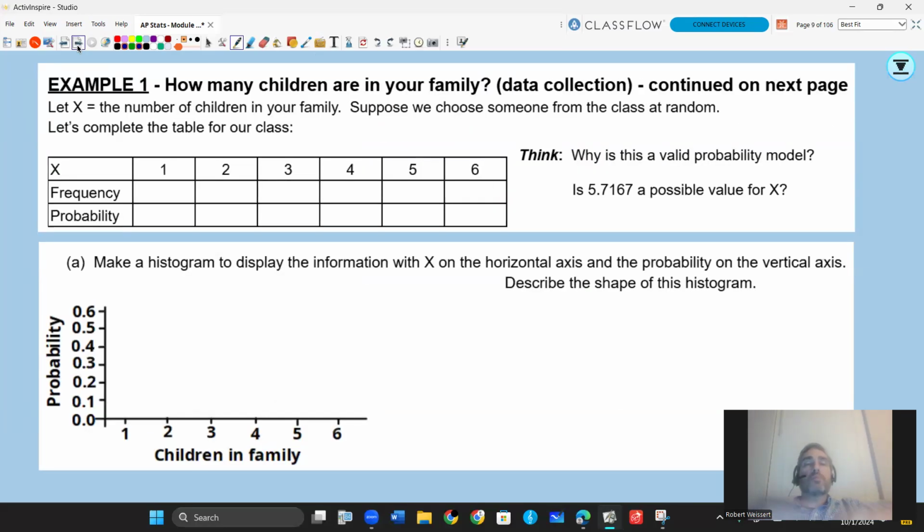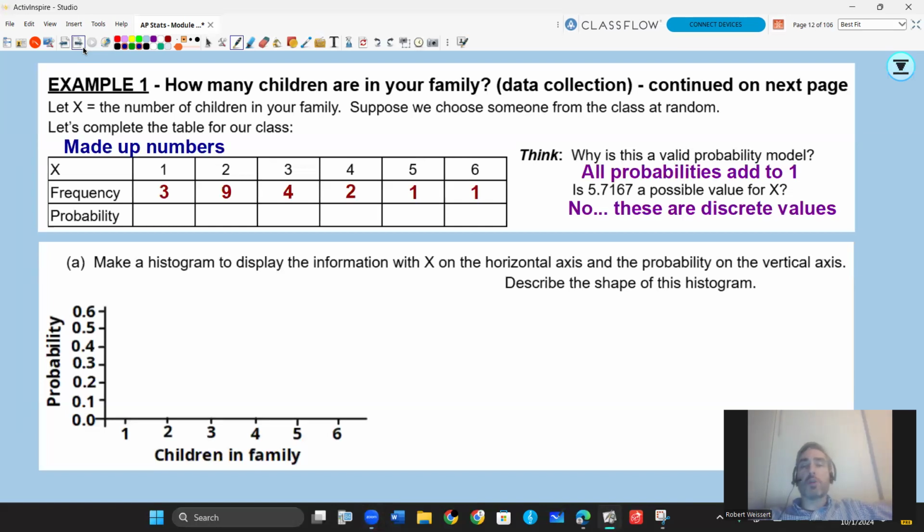Let's look at a scenario. How many children are in your family? Let's say I made up some numbers. If I polled a class of 20 people and I said, hey, how many kids do you have in your family, including yourself? You might see a breakdown like this: 3, 9, 4, 2, 1, 1. And we could get probabilities from that.